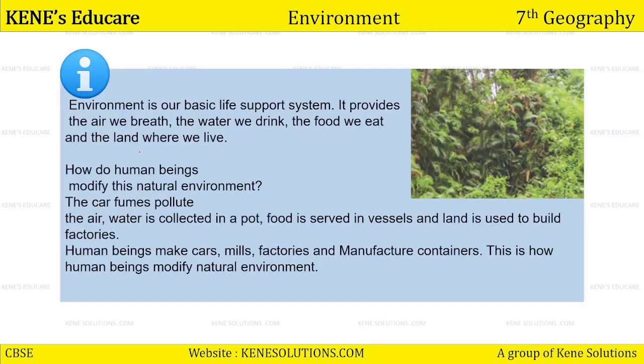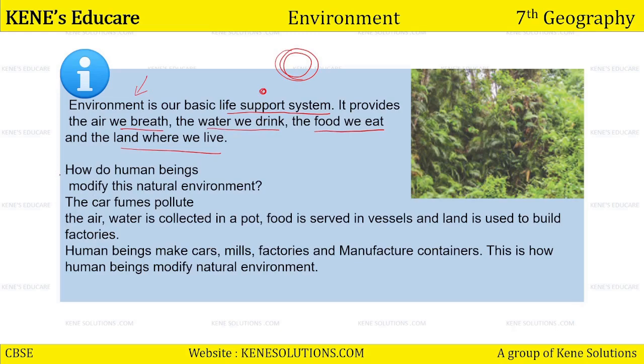After reading about environment, that means everything in our surroundings is environment, we will read some more information on environment. Children, please understand, environment is our basic life support system. It's very basic. If these things are not in our surroundings, how will we live? It provides the air we breathe. It provides the water we drink. It provides the food we eat and the land where we live. That is why environment is our life support system, because without air, water, food and land, we cannot live.